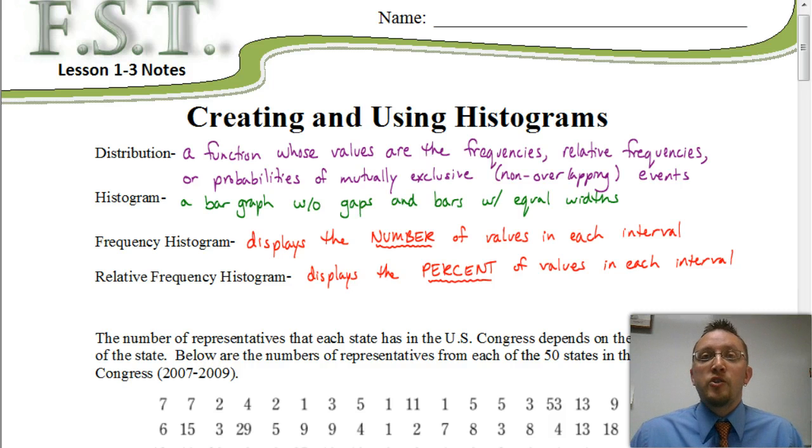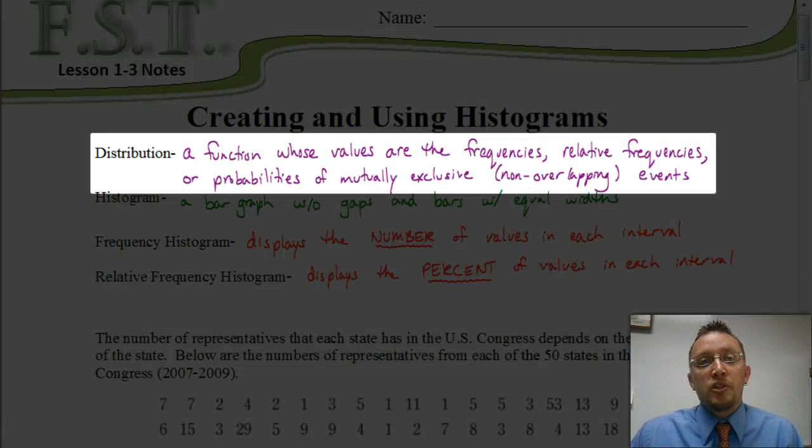But before we get into how to make a histogram, let's first talk about some terms that we need to be familiar with. The first term is distribution. Distribution is a function whose values are the frequencies, the relative frequencies, or probabilities of mutually exclusive events. Basically, a mutually exclusive event is a situation where it's non-overlapping, where we don't have information that's going to overflow from one piece to another. We'll look more at how that is going to work out in a little bit.